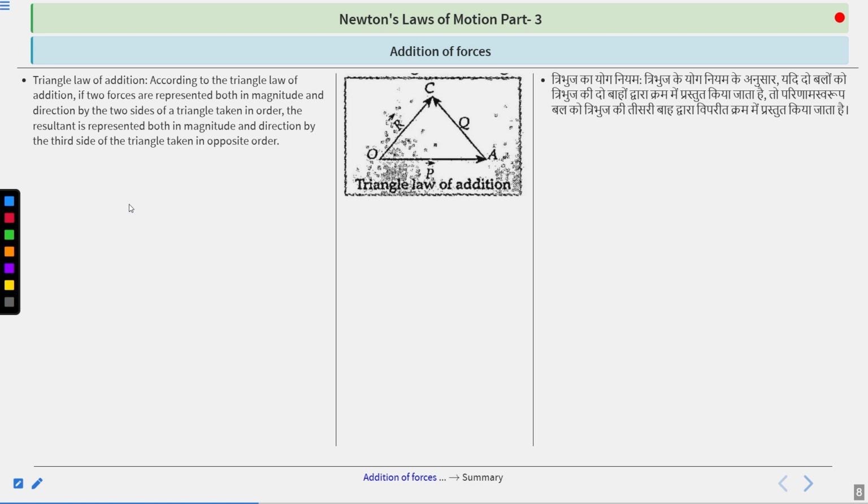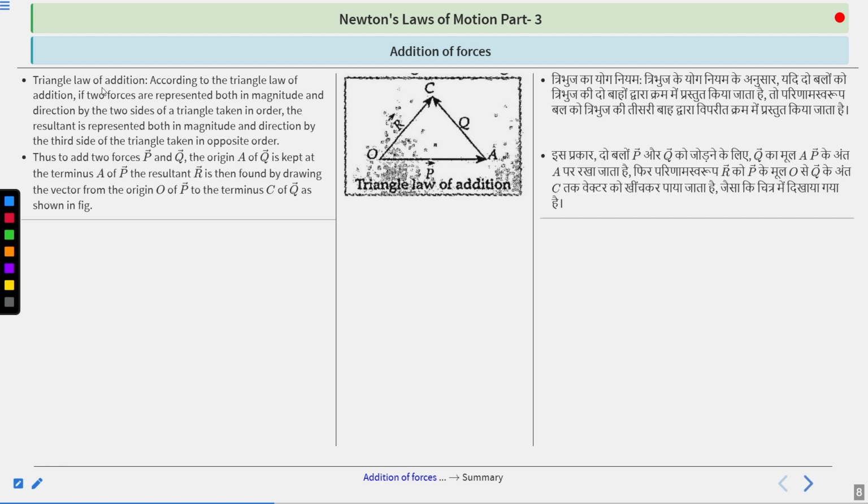Now, another one is the triangle law of addition. According to the triangle law of addition, if two forces are represented both in magnitude and direction by two sides of a triangle taken in order, the resultant is represented both in magnitude and direction by the third side of the triangle taken in opposite order. Thus, to add two forces P and Q, the origin A of Q is kept at the terminus A of P. The resultant R is then found by drawing the vector from the origin O of P to the terminus C of Q, as shown in the figure.